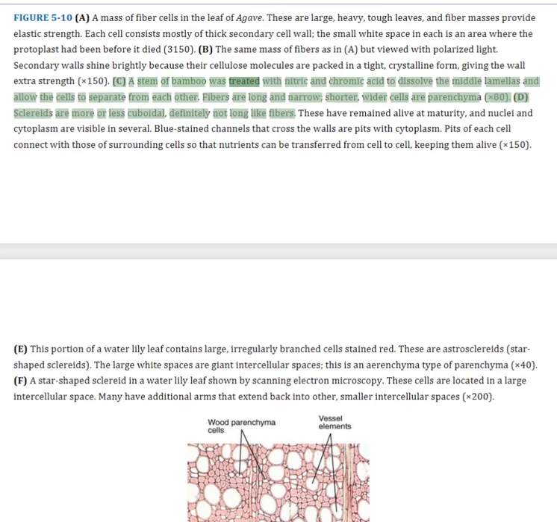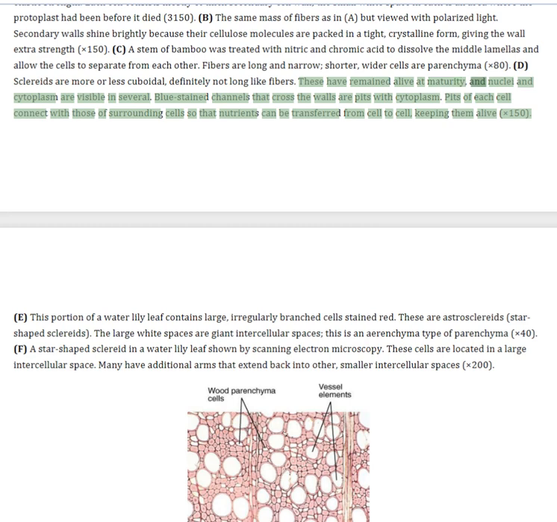A stem of bamboo was treated with nitric and chromic acid to dissolve the middle lamellas and allow the cells to separate from each other. Fibers are long and narrow; shorter, wider cells are parenchyma. Sclereids are more or less cuboidal, definitely not long like fibers. These have remained alive at maturity, and nuclei and cytoplasm are visible in several. Blue-stained channels that cross the walls are pits with cytoplasm. Pits of each cell connect with those of surrounding cells so that nutrients can be transferred from cell to cell, keeping them alive.